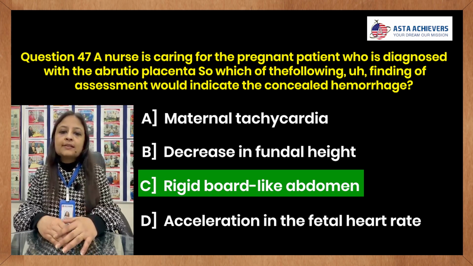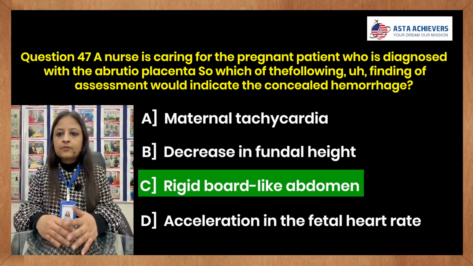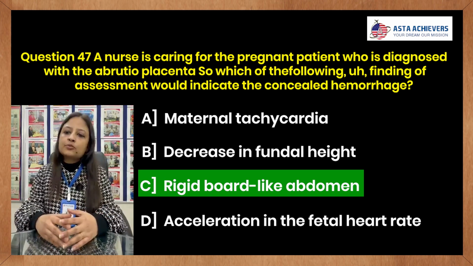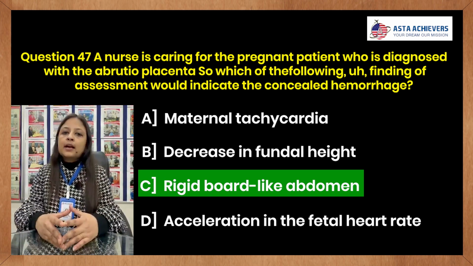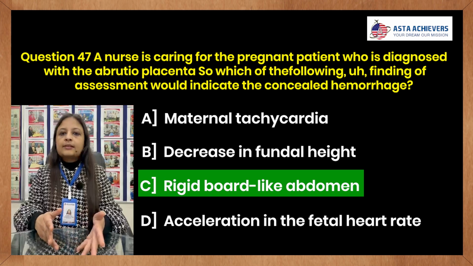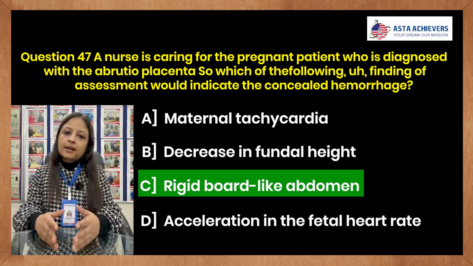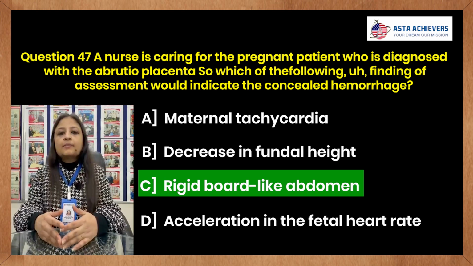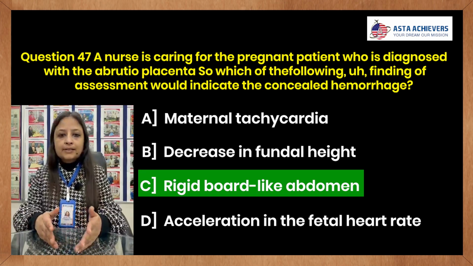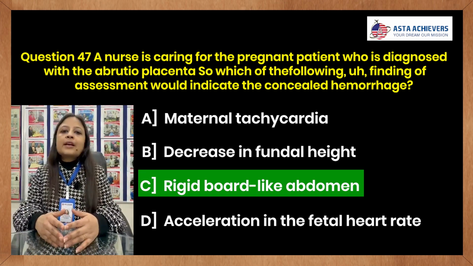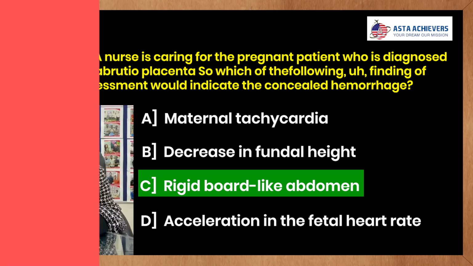Abruptio placenta is a serious pregnancy complication where the placenta detaches from the uterine wall before the birth. It has 3 types: concealed type, revealed type and mixed type. In the concealed type, the blood remains in hidden form and collects at the back side of the placenta. That is why it causes a rigid board-like abdomen.